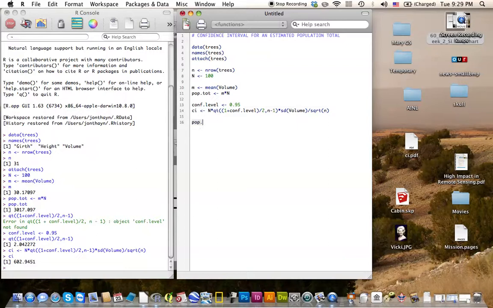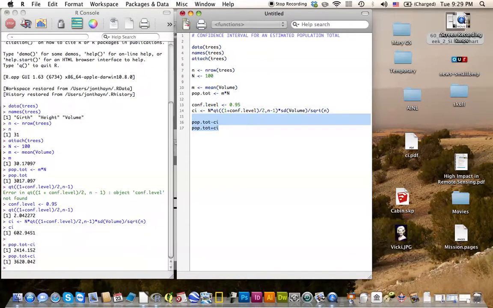So if we take our population total minus our CI and our population total plus CI, what we're saying here is that we are 95% confident that in our 100 trees, based on our sample of 31 of those trees, there is at least 2,400 cubic feet of lumber, but there's probably not more than 3,600 cubic feet of lumber. And that is how you calculate the confidence interval for a population total.